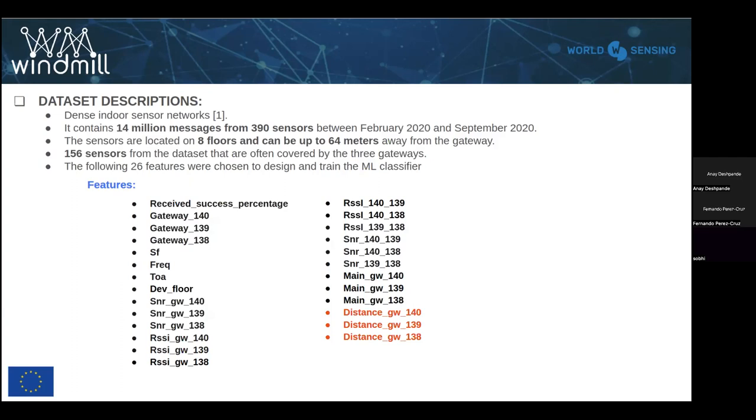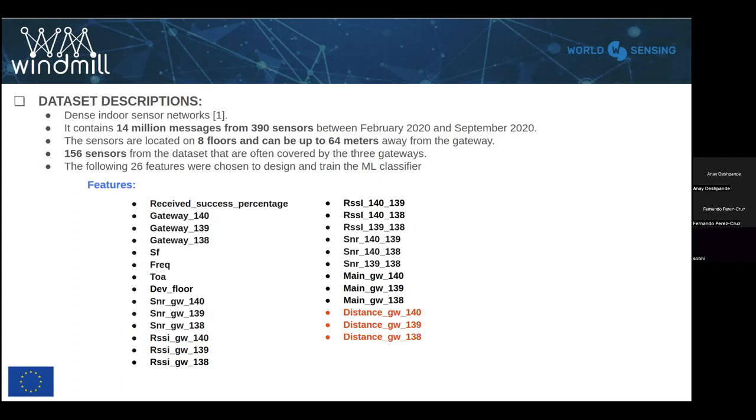Now, these are the selected features that we decided to calculate every time we receive a packet. First, the receive success percentage, which means that if I'm receiving the packet from the three gateways, it will be one, and zero otherwise.